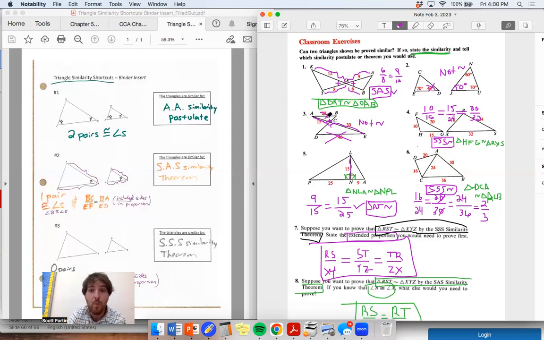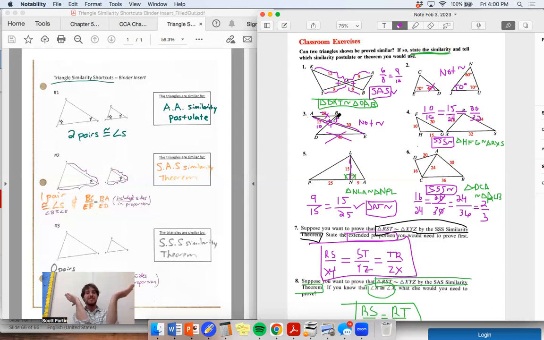I also have this, but wait, this is not an included side. 20 and 40 are not included. They're opposite the congruent angles, okay? So even though 20 to 40 is a 1 to 2 ratio, suppose they could be similar, but I don't have enough to use the SAS similarity theorem, okay? If I knew that this were 5, for instance, here, and this were 10, then that would be enough, okay? Because I'd have the other pair of included sides.